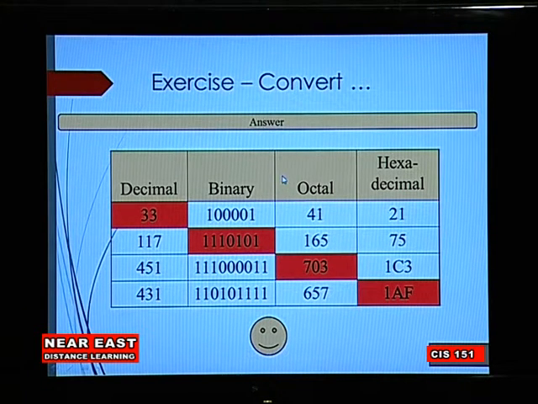So this table shows us the result of how you convert numbers between decimal, binary, octal, and hexadecimal, without showing the steps. By doing the steps, the way I showed you to convert binary to decimal, decimal to hexadecimal, or octal to decimal, using the techniques that I gave you, you will get the result for each number that I give in the exam, in the exercise.